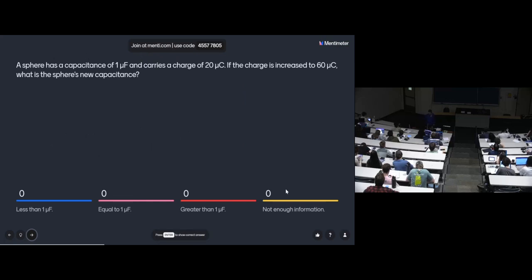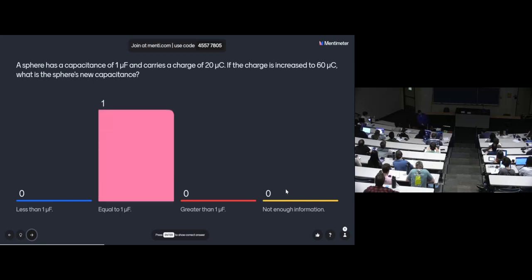A sphere has a capacitance of 1 microfarad, an isolated sphere, and carries a charge of 20 microcoulombs. If the charge is increased to 60 microcoulombs, what is the sphere's new capacitance?